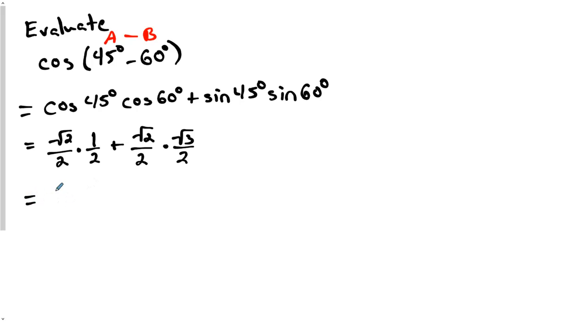You can evaluate this further. Square root of 2 times 1 is square root of 2. 2 times 2 is 4. And then we have 2 times square root of 3, which is square root of 6. And then 2 times 2 is 4. We should write this as a single fraction, so it becomes square root of 2 plus square root of 6 all over 4.